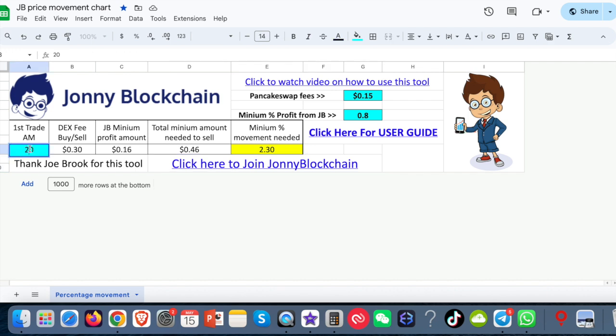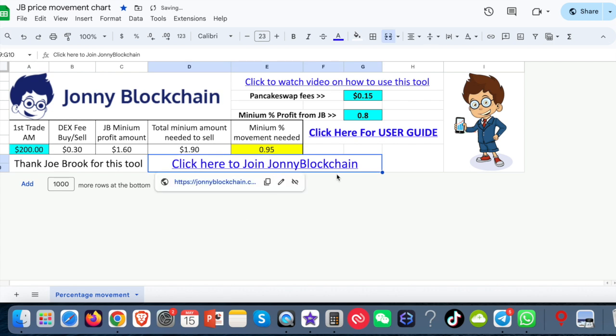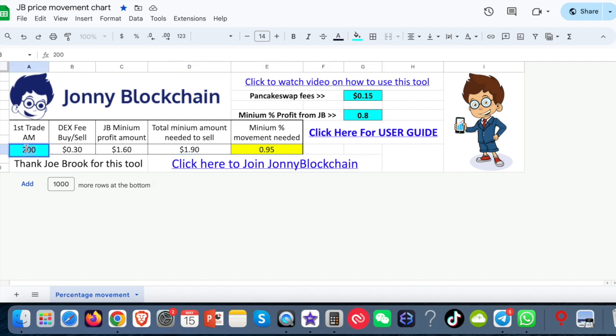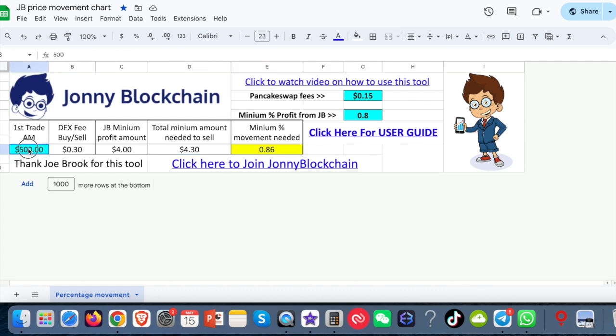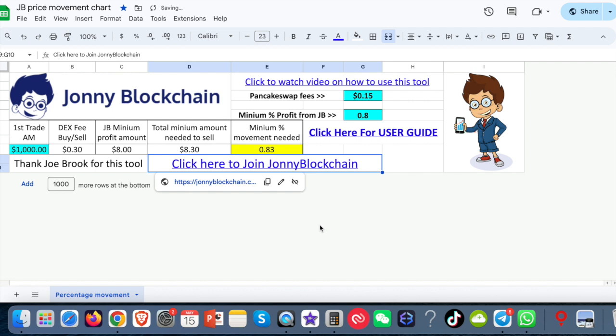Now, let's just say I was trading with $200. Let's see what happens now. Now the price has only got to go up by 0.95%. So you see, the more that you trade with, the easier it is for the bot to make a quick profit, because the price doesn't have to move that much. So if I change this for $500, for example, so if I was trading with $500, not much difference between $200 and $500. And if I put in here 1,000, you can see not much difference.